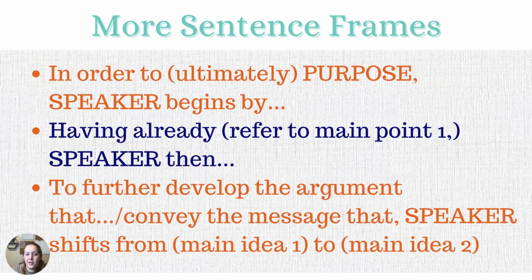So let's look at the third bullet point here. It says to further develop the argument that, so again, the ellipses there means that you need to finish it and tell us what the argument is. Now I did put a slash that says convey the message that, and I should have put an ellipses there too before the comma, but you're either going to be asked about message, argument, or purpose. So if you're asked about a message, you need to tell us what the message is, even if you already said so in your thesis, which you should have.